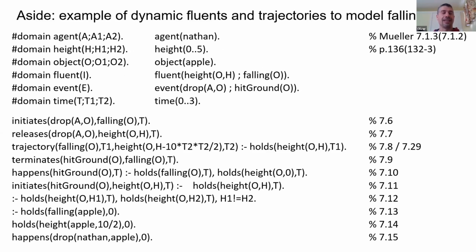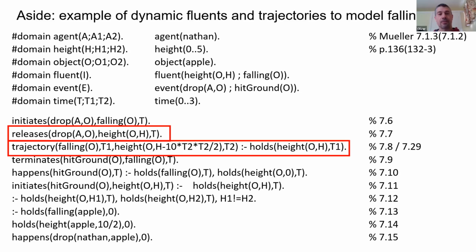I'm going to flash this in front of you. This is how you would model the falling of an apple. The key point here: an apple exists, it's an object, it's in somebody's hand, its height is fixed, it's bound to the inertial law, but then releasing the object will release that fluent from the inertial frame. And then you can set up a trajectory, which here defines acceleration under gravity. At each successive time point, the object will change its height according to the law of gravitation. So this is what we mean by dynamic release of fluents and binding them to trajectories.